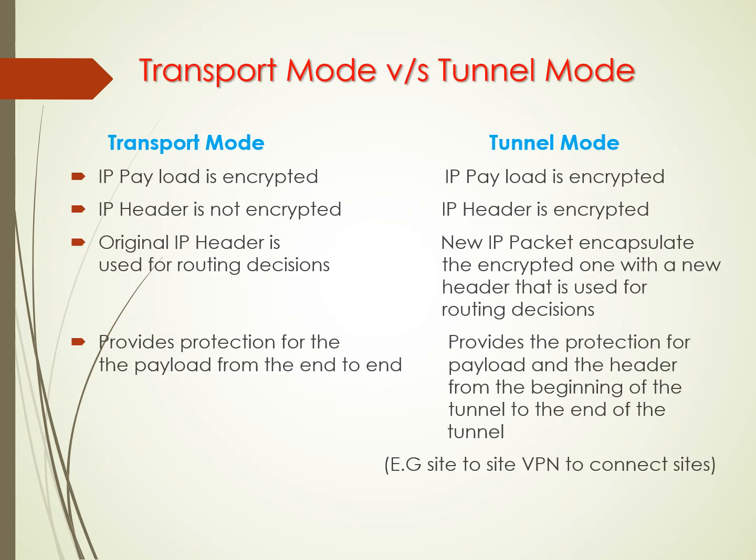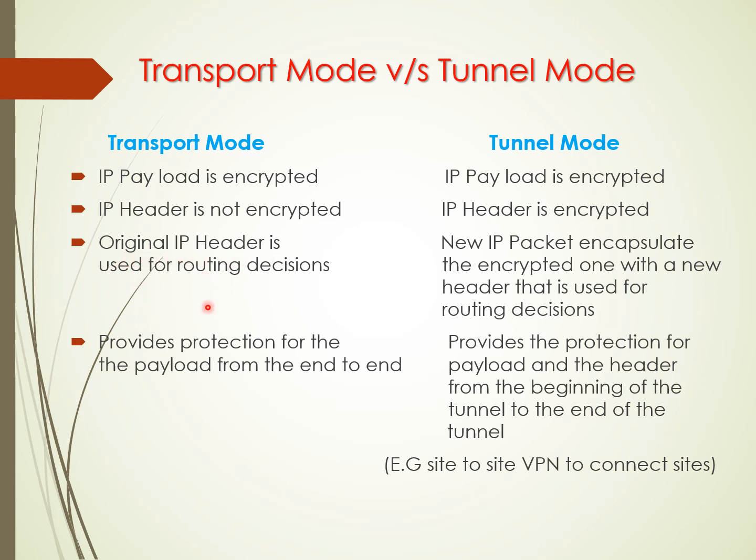Next, transport mode versus tunnel mode. Again, the differences between transport mode and tunnel mode. The first difference is that the IP payload is encrypted. Here also the IP payload is encrypted. In transport mode the IP header is not encrypted, while in tunnel mode the main IP header is encrypted.